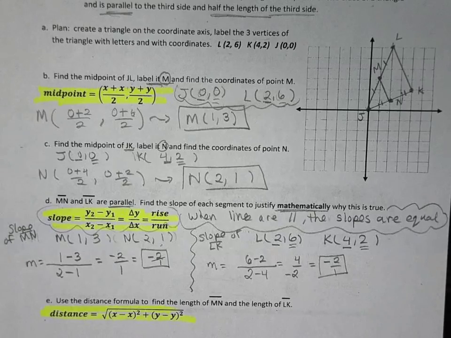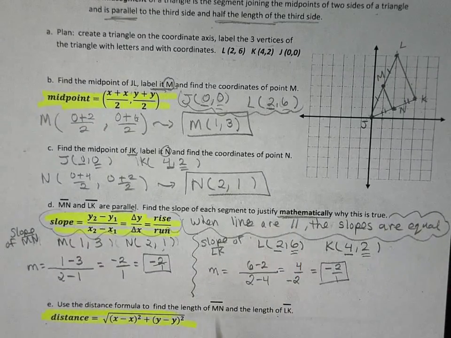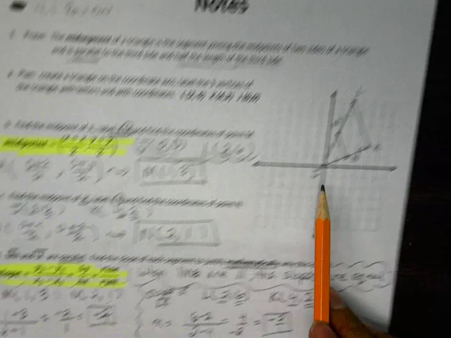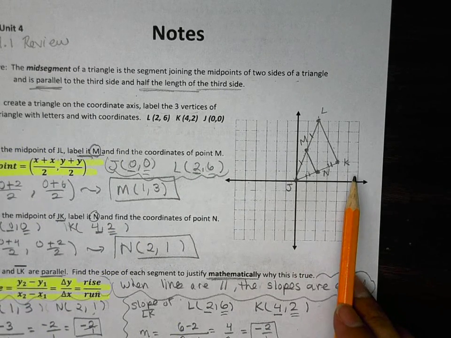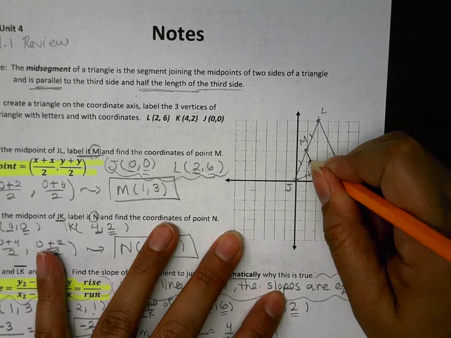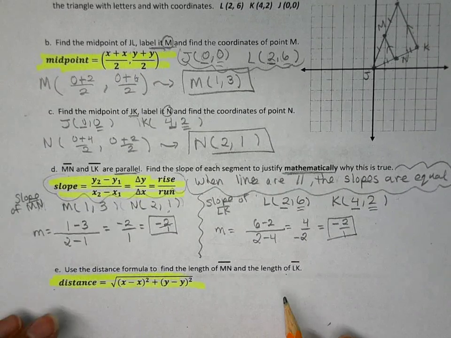Yes? So, did we just mathematically show or prove that MN is parallel to LK? Did we? I'm going to put little parallel markings here. How did we show that they are parallel? We found the what of each line? Slope.